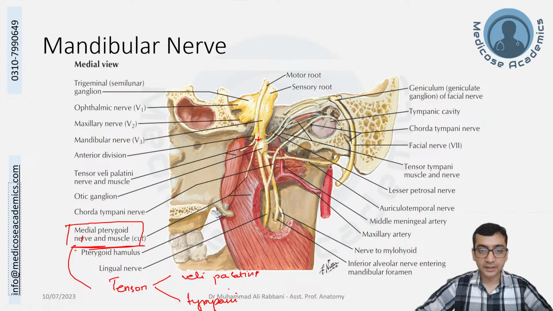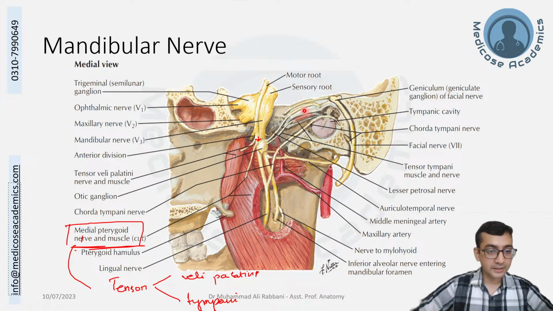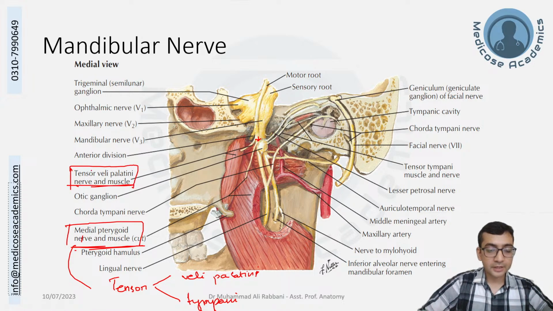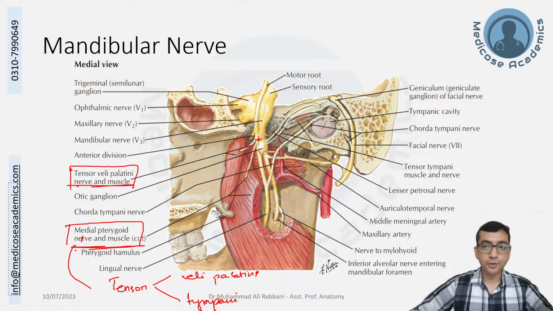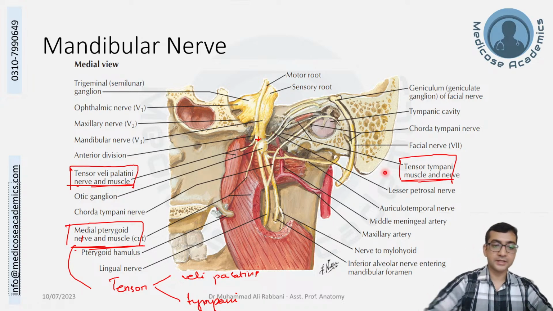The nerve that is supplying the tensor of the palate is basically a branch of the nerve coming from the medial pterygoid nerve. Here you can see the nerve going to the tensor tympani and the nerve going to the tensor veli palatini. It is shown right here. They may arise as separate branches, but they usually arise from this parent nerve, that is the medial pterygoid nerve.